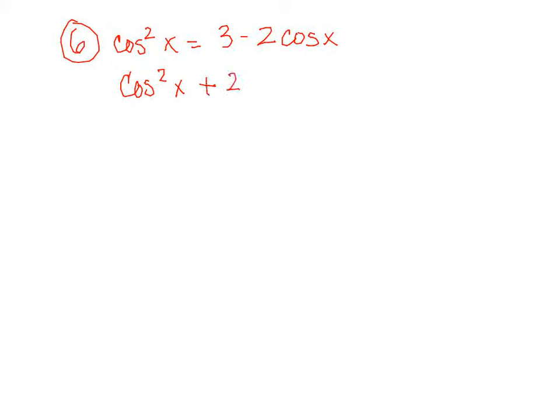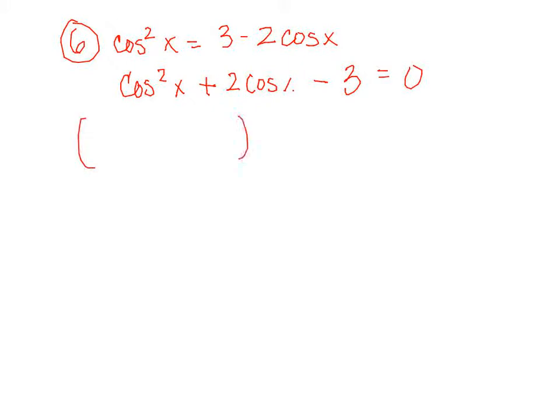Number 6. Number 6, we have cosine squared x equals 3 minus 2 cosine x. First thing we want to do is set it equal to 0. So we're going to move it over. So this becomes a positive 2 cosine of x and a negative 3.